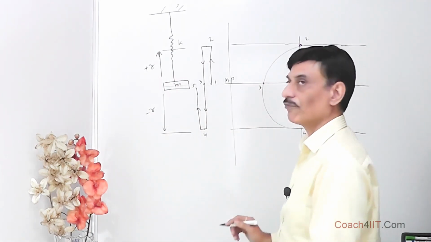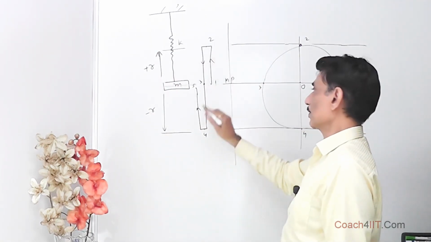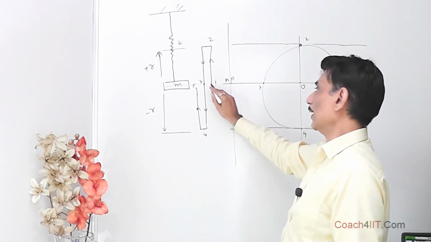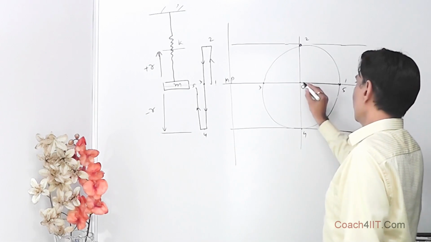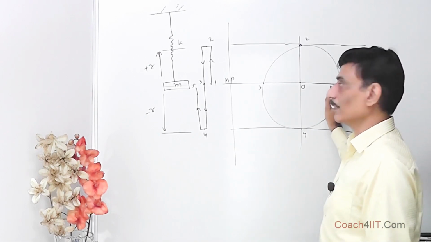Let's see what the phase angle is at the different instants. At position number 1, at instant number 1, it is over here. So this angle is going to be equal to 0. So the phase angle is equal to 0.